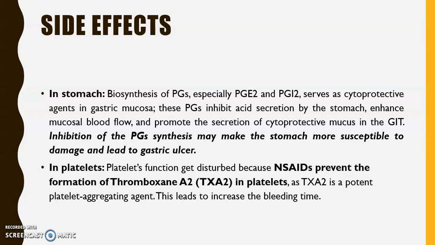Now see, biosynthesis of prostaglandins, they act as cytoprotective agents in gastric mucosa, that is, they protect the cell lining. They also inhibit secretion of the acid by stomach and hence mucosal blood flow and promote secretion of mucus, which is cytoprotective in the GI tract. So if prostaglandin synthesis is inhibited, mucus secretion will get inhibited and also gastric acid secretion will increase. Thus, what will happen? This will lead to a damaging effect on the stomach. Hence the stomach becomes more susceptible to damage and this may lead to gastric ulcer.